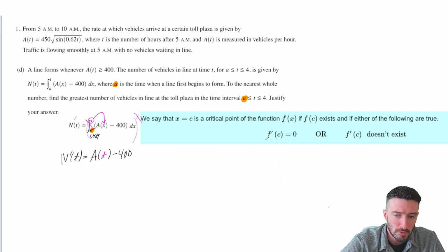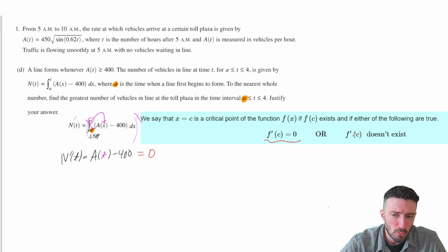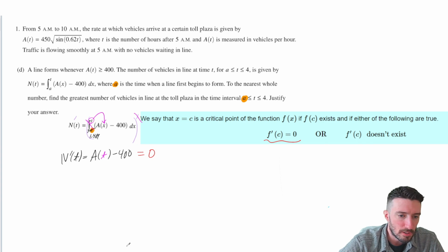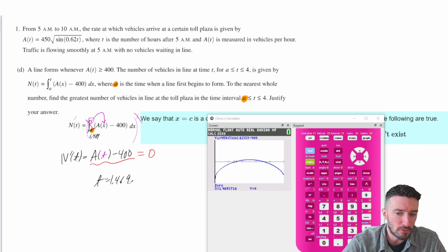So now when we're talking about the critical point, we want to set n prime equal to 0, and we also want to figure out where n prime doesn't exist. But let's start by just setting n prime equal to 0. But we actually already did that because we already had a minus 400 in our y equals, and we had graphed it. And one of the answers for where it's equal to 0 is 1.469. So that's our first value of t.